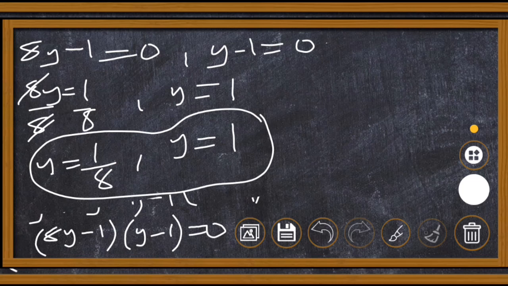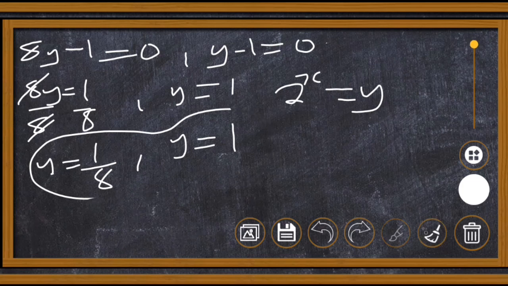But remember, we have just borrowed y. The original equation had x, which was this. So we had 2 power x equals to y. So in this case, let's replace wherever there is y with the values that we have found here. So let's see what we're going to have. So let me just wrap some of the things that we don't need here.